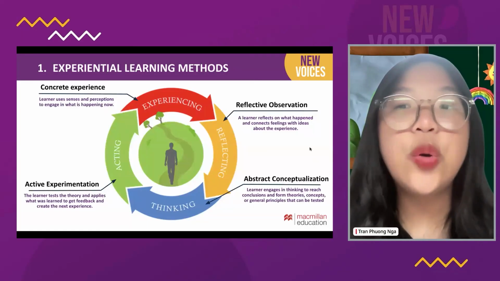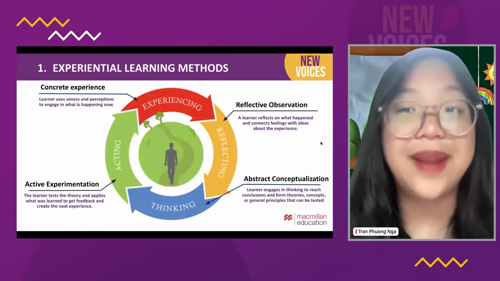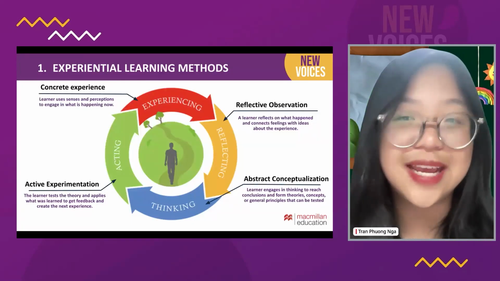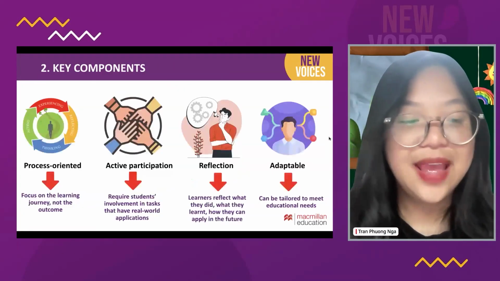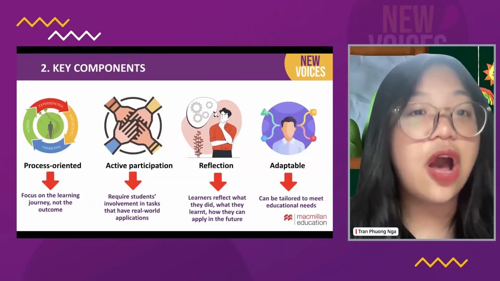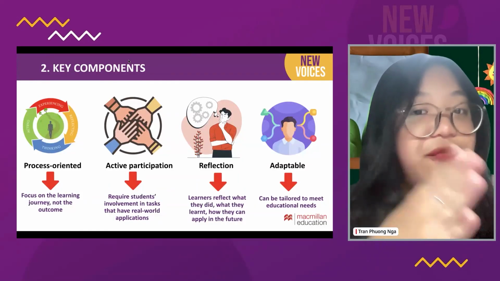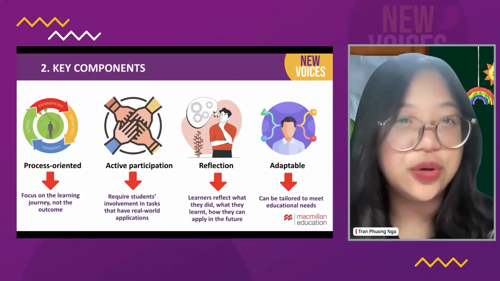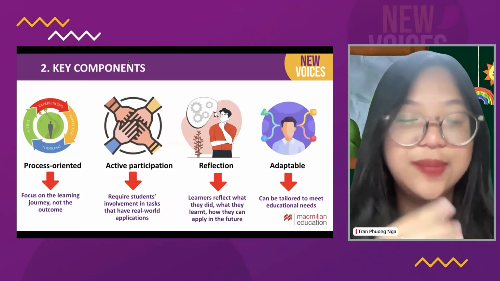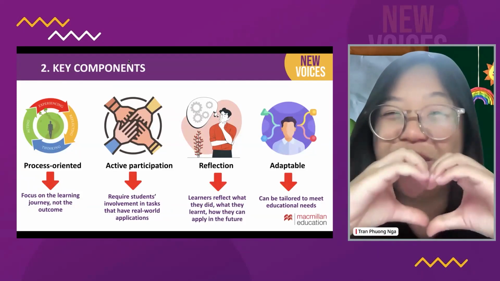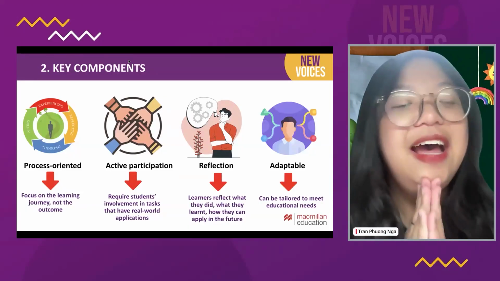So I hope you guys know about the cycle of David Kolb now, because you're going to see it repeat several times in my whole presentation. Okay, now for the next one, there are also some key components, like I said, to differentiate the experiential learning method from the traditional one. So what makes it different? What makes it special? And why am I so into it? And I hope after this, you guys also love the method as well.